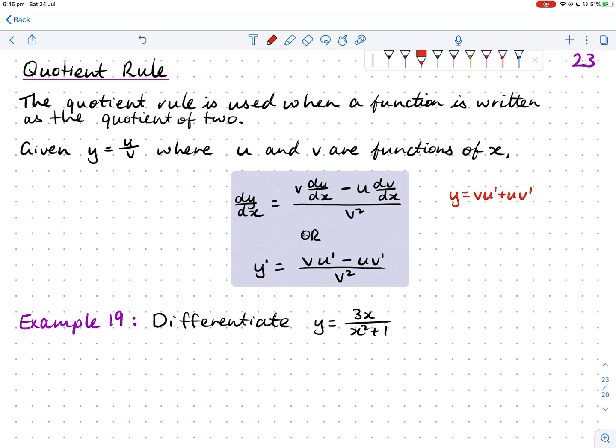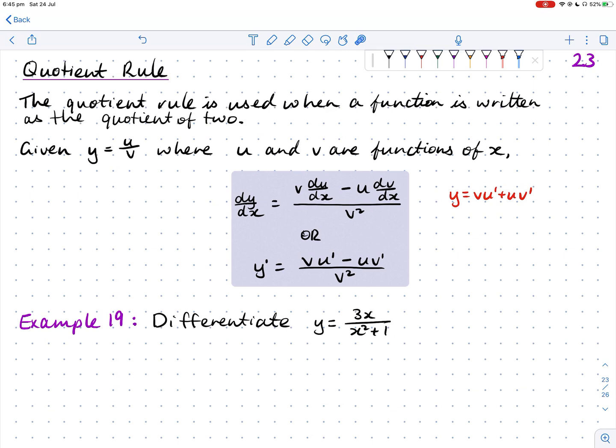Because when it comes to the quotient rule, you're subtracting these two terms. So the order of them is really important. If we can remember the product rule in this order, then we're also doing the quotient rule in exactly the same order. The only difference with the quotient rule is it's a minus and it's over a v squared.